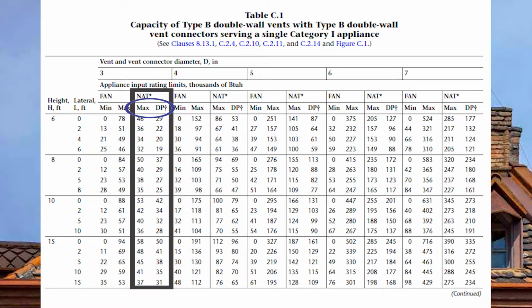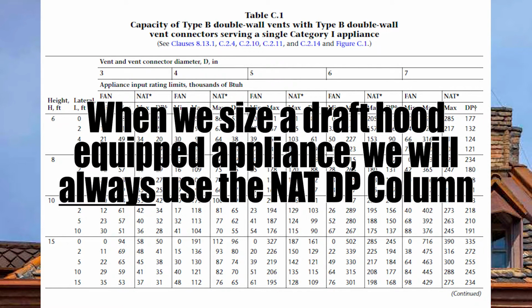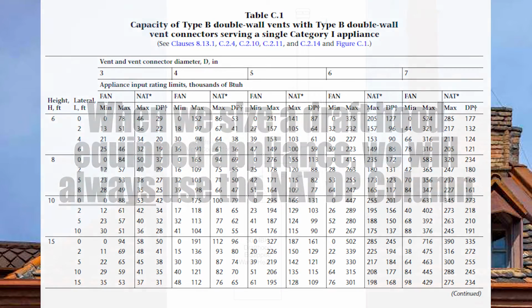Future note, we will never use NAT max, ever. That is for a leaky building. We will always use DP. DP stands for depressurized, or an airtight building.